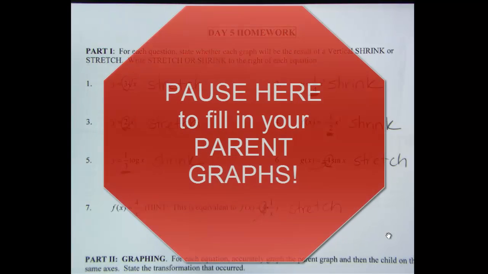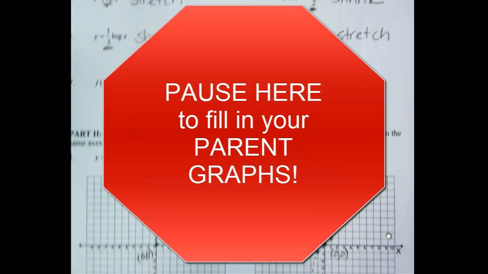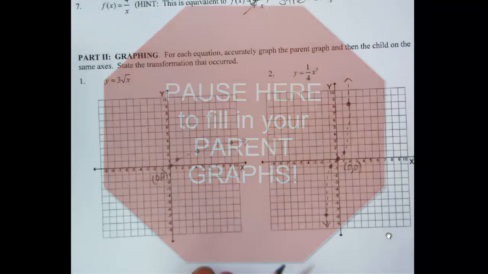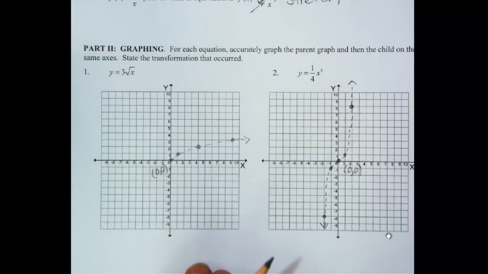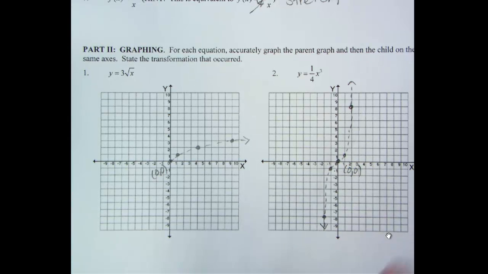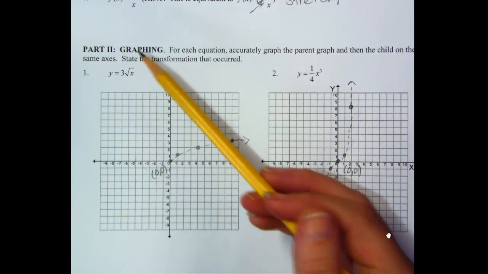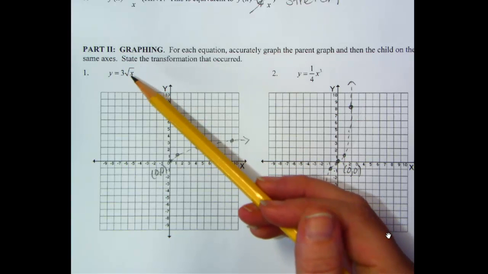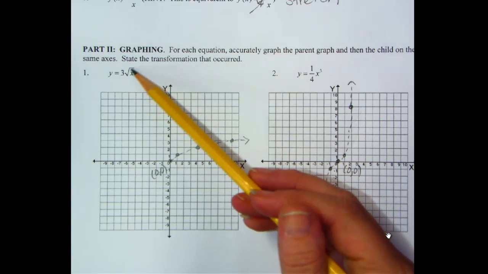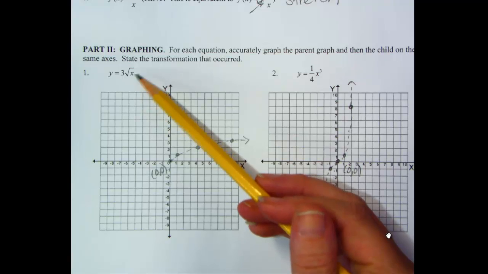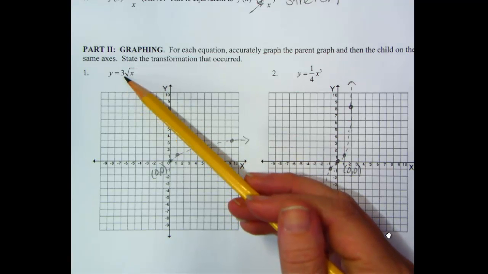So let's practice that a little bit. Again, this is when you may want to pause and get your different parent graphs drawn in. Great practice for those pop quizzes that you're going to continue to see. And I'm going to move right through these. So for number 1, we have the parent graph square root of x. Remember we said we identify our parent by that most basic thing happening to x.